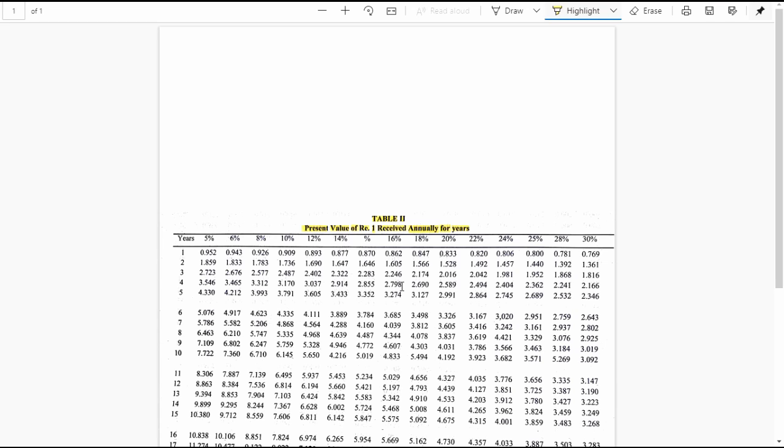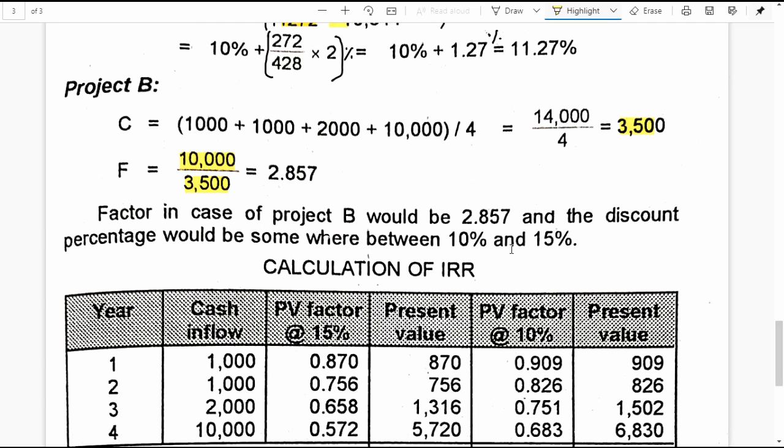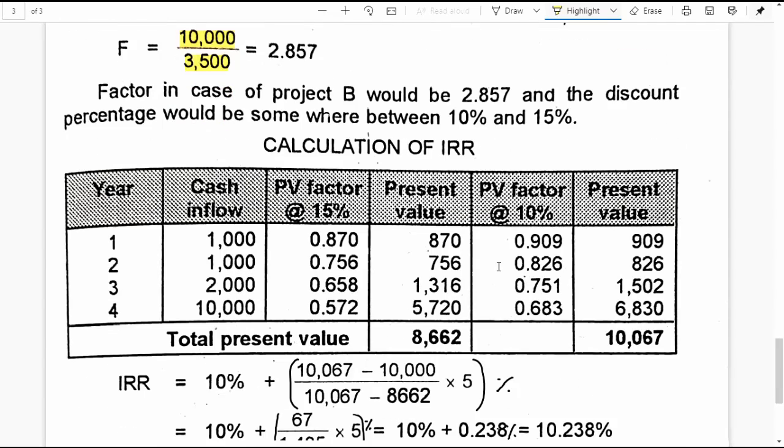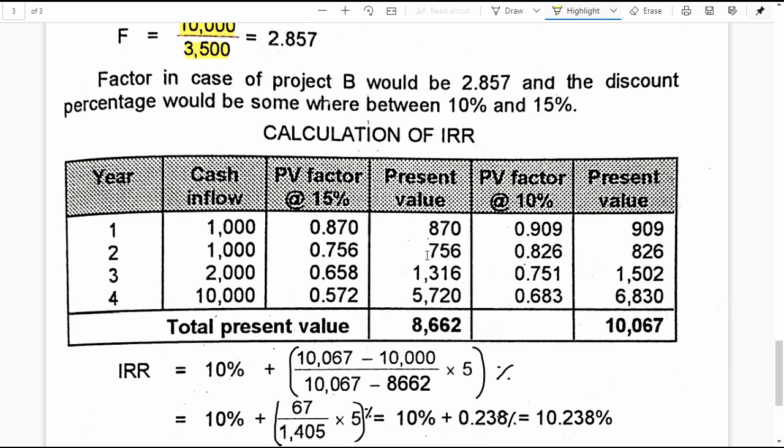See, the condition is what? We should get the total present values of the project. One should be higher than the investment 10,000, the other should be lesser than the investment 10,000. Then only we can apply the technique of interpolation. So here it should lie in between 14 and 15%. What is the target value? 2.857. Here they have tried 10% and 15%. No issue at all. Fine. You can even try, as I said, 12% and 16%. You will get the same answer.